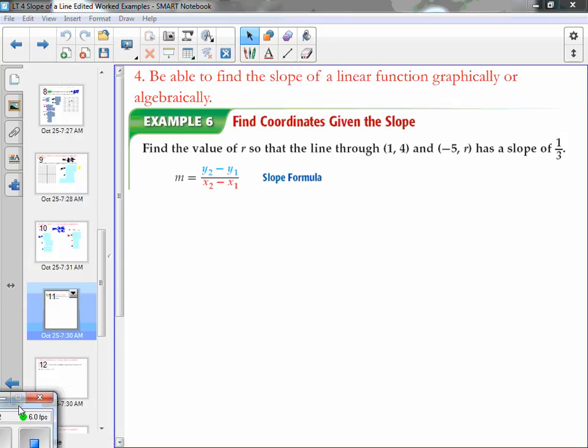This next example is a slope formula problem with a twist. Okay? So this is the kind of thing that tends to show up on a standardized test. They're not very often going to just ask you a straightforward find-the-slope question. But they might ask you this. They find out a different way.